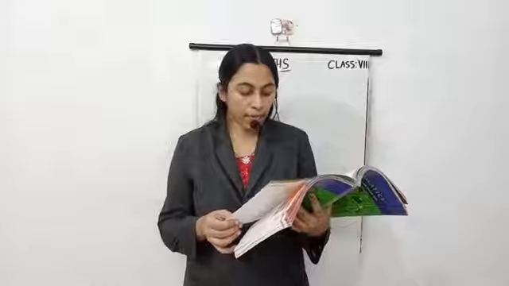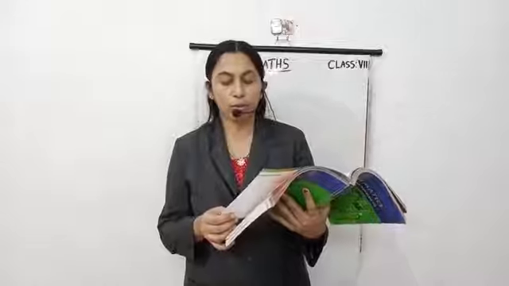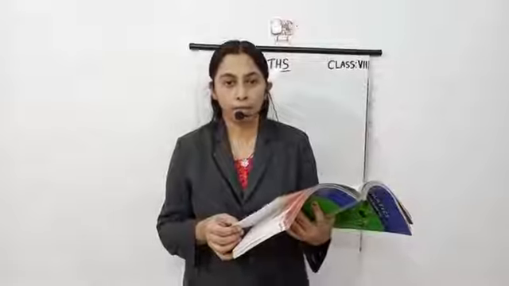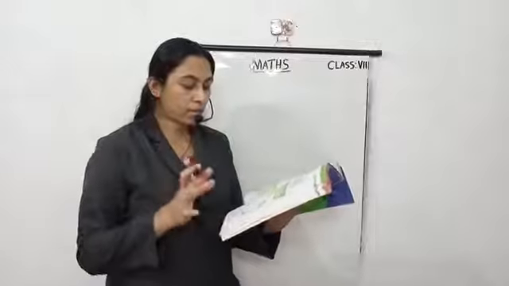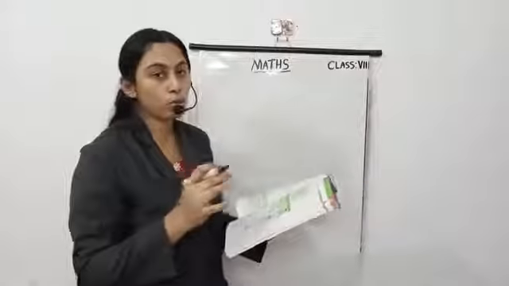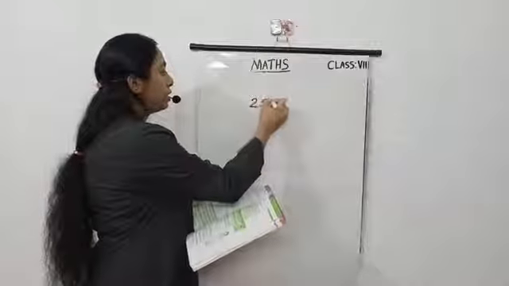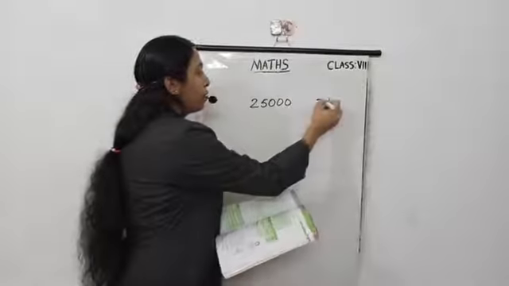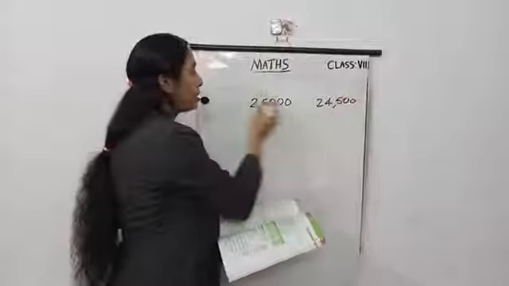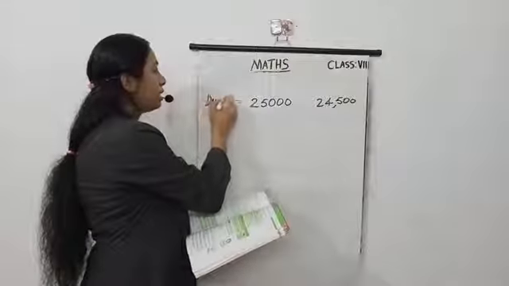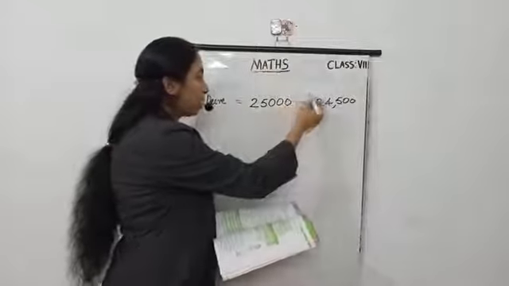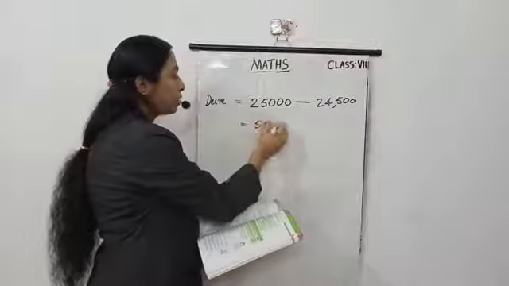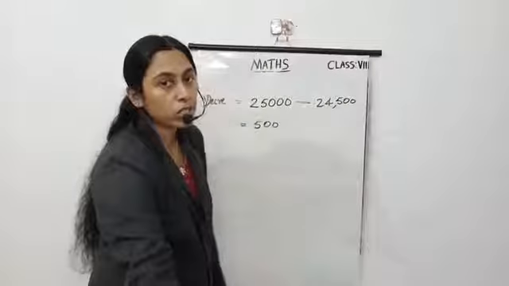Now question 3. The population of a city decreased from 25,000 to 24,500. Find the percentage decrease. This is a direct question. So here given, in a city the population is 25,000 and it is decreased to 24,500. So first we need to find the decreased population. Subtract this, we get 500. So we get decreased population 500.